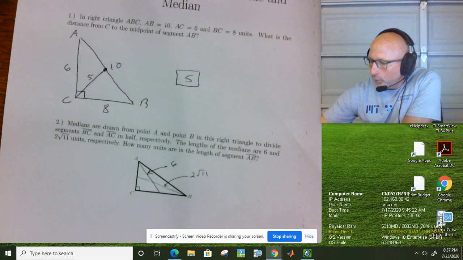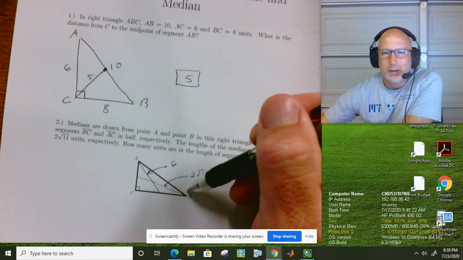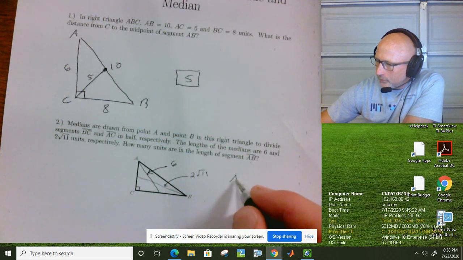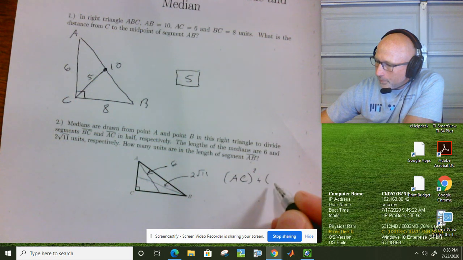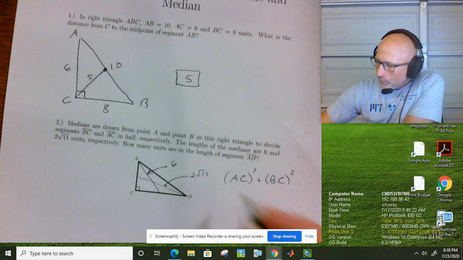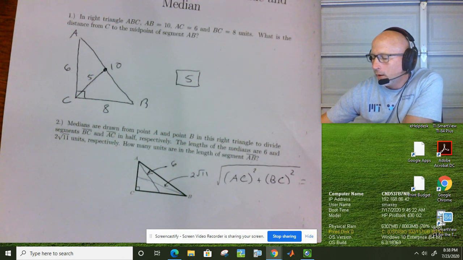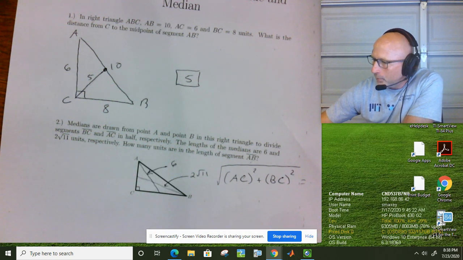So what I'm looking for is the length of AB. Well, that's the hypotenuse of a right triangle. So essentially what I'm looking for is the square root of AC squared plus BC squared. That's just using the Pythagorean theorem for a right triangle here. Okay, so that's what I'm looking for.